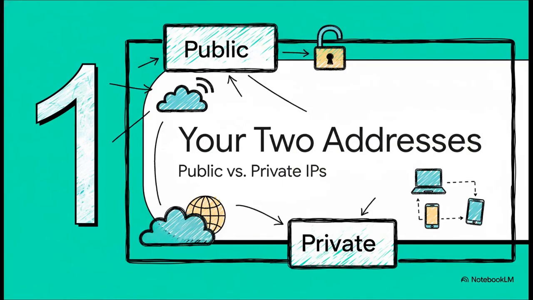Simple as that. Okay, now here's a concept that really trips a lot of people up when they're starting out. Your devices don't just have one address. They actually have two completely different types. We've got public IPs and private IPs. Let's break down why that is.